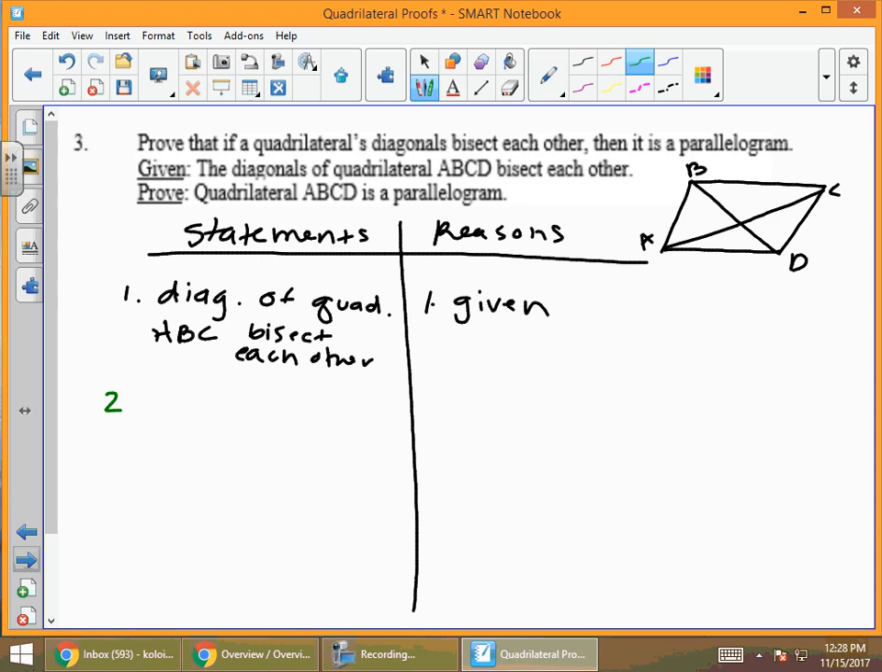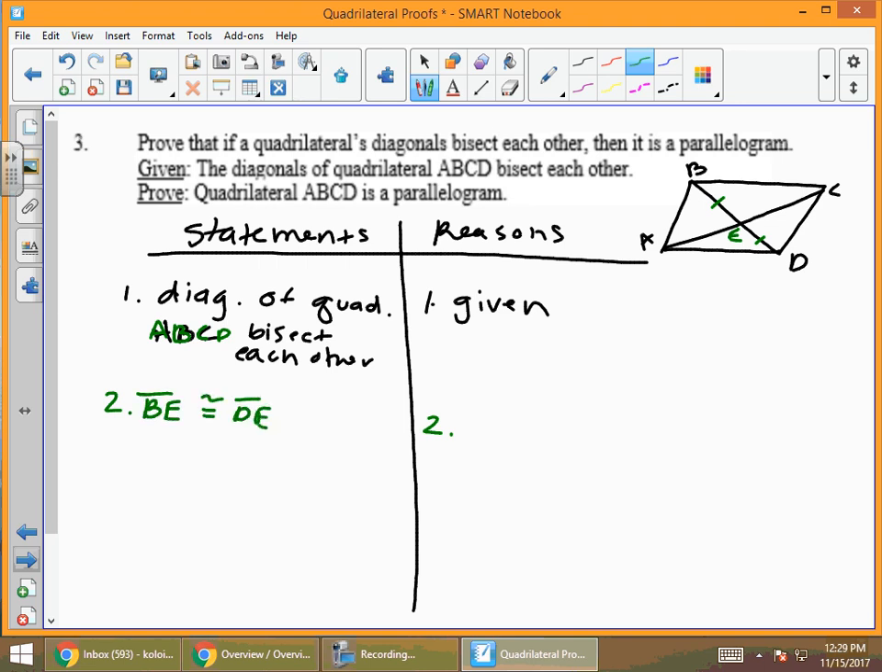Let's take a look at our given information. We were told that the diagonals of ABCD bisect each other. So we have to state that as our reason. If they bisect each other, what do we know? We're going to say they intersect at E. It didn't say it, but we're just going to draw on a point E. So what do we know about BE and DE? They're congruent.